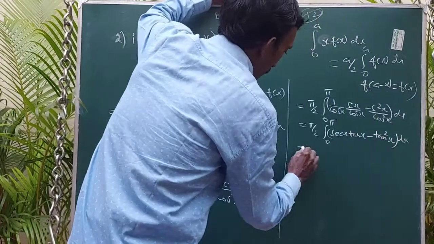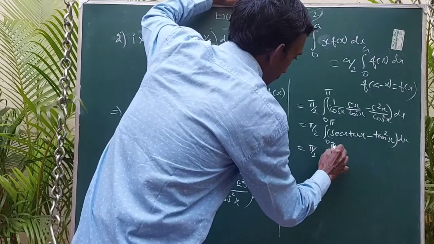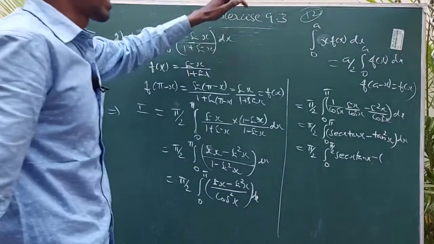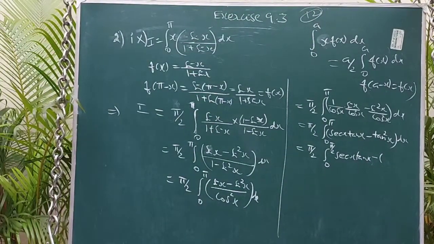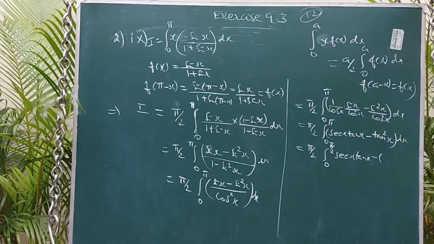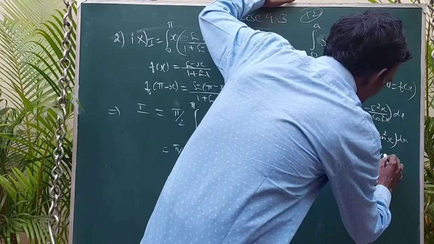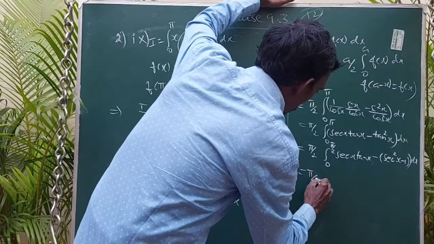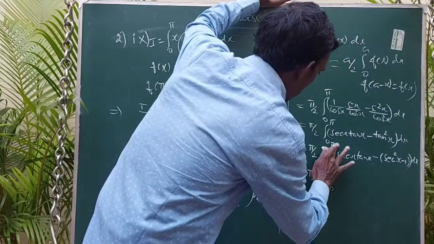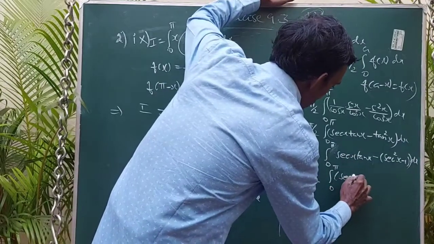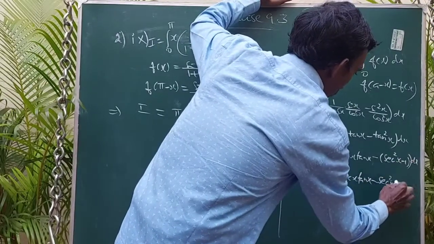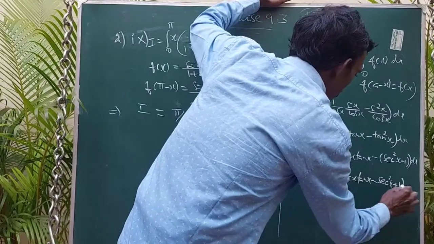but tan square we have no formula, so we can write this as first term no change, secant x tan x, and tan square is nothing but secant square x minus 1, so tan square equal to secant square minus 1, so secant square x minus 1 into dx. So pi by 2 integral 0 to pi, secant x tan x, so minus secant square x, minus into minus plus 1 into dx.